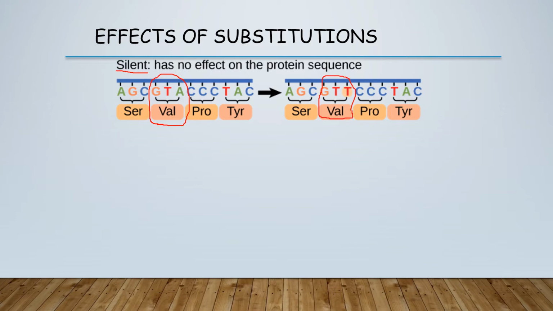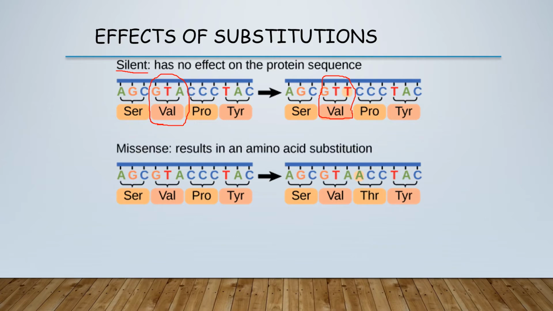So remember from our translation lessons, there are more codes than there are amino acids. Therefore GTA and GTT both code for valine. So the protein sequence that we end up with is no different than what we should have ended up with. That therefore is silent. It's not something you would notice within the organism because it's exactly the same.